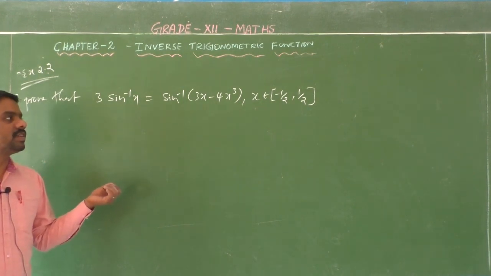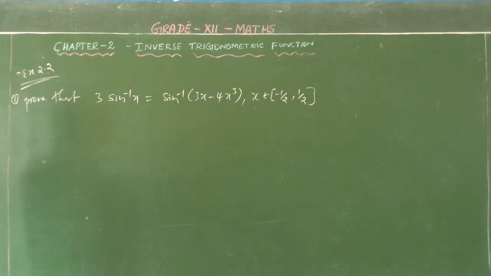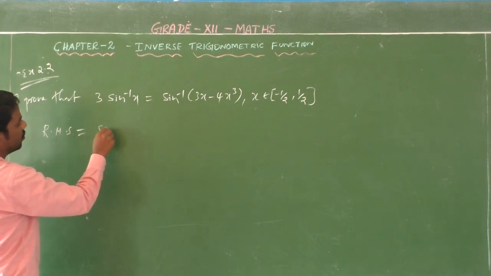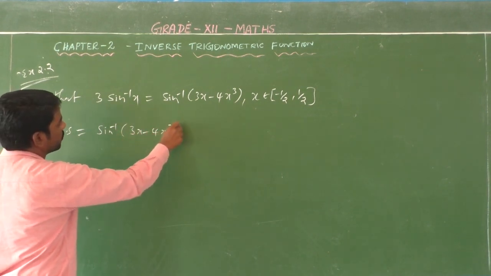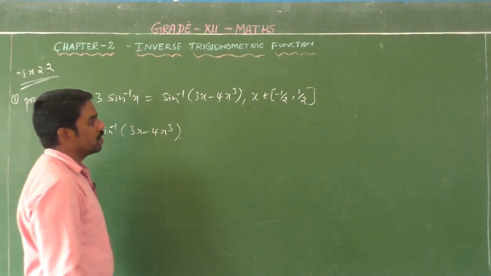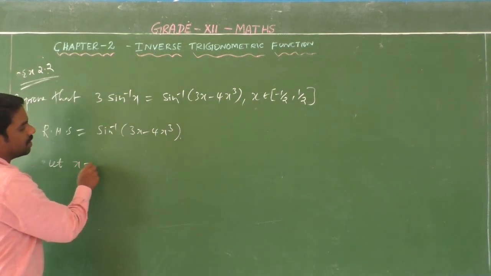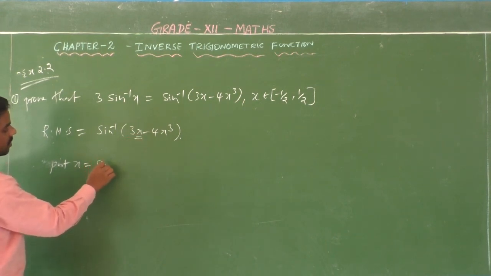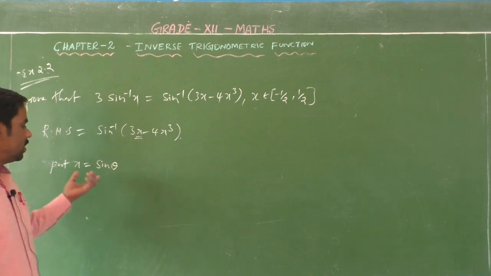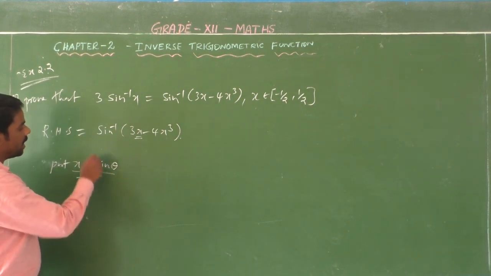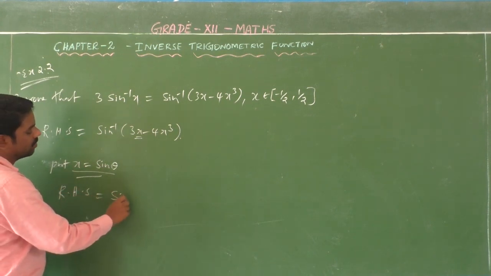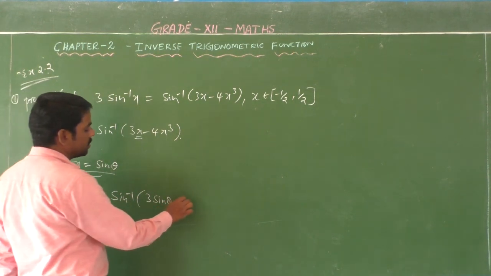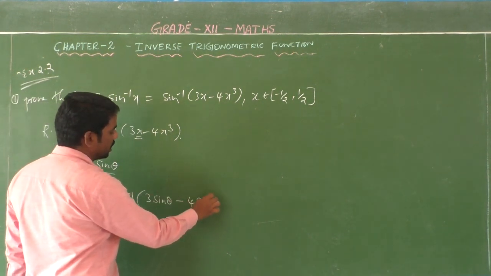3 sin inverse x equals sin inverse of 3x minus 4x cube. Take RHS. RHS is equal to sin inverse of 3x minus 4x cube. Let us put x equal to sin theta, which implies RHS is equal to sin inverse of 3x replaced by sin theta, so 3 sin theta minus 4 sin cube theta.